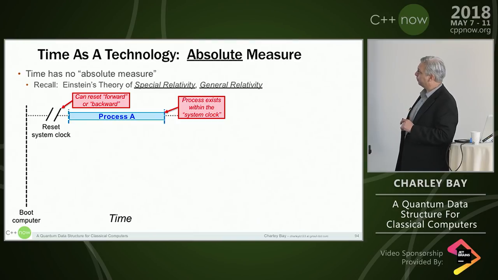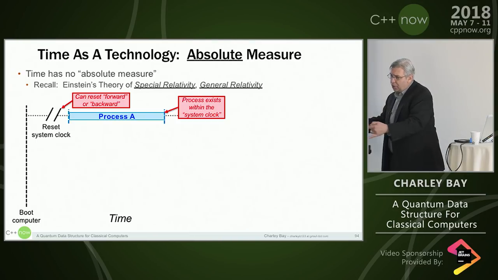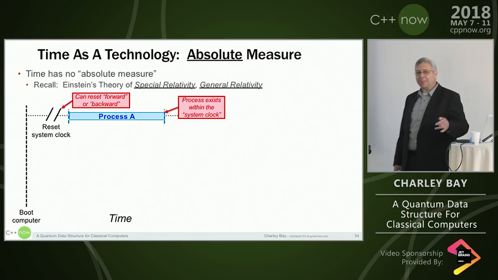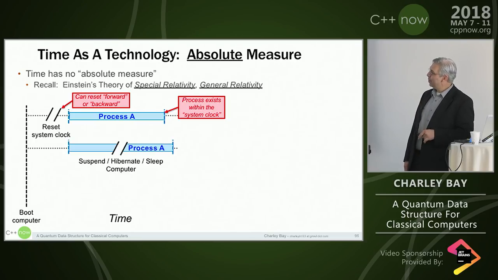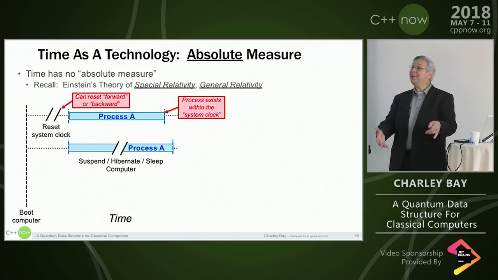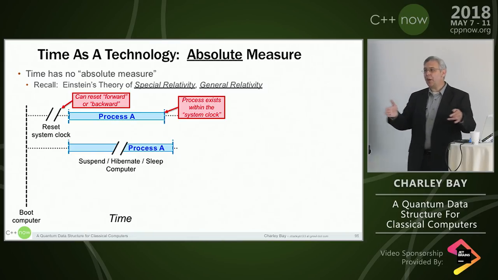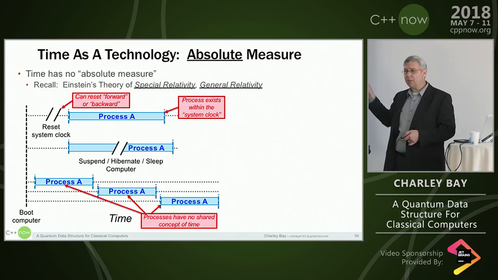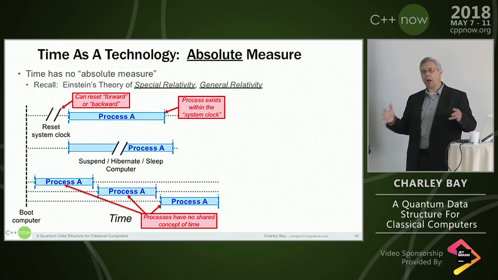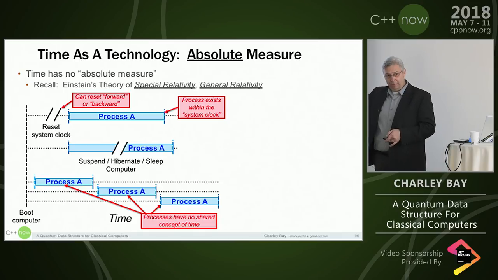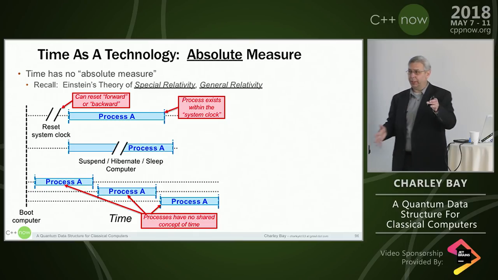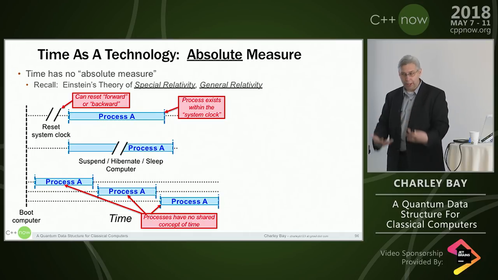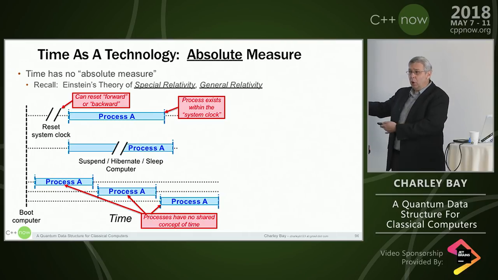So absolute measure. We do have this general and special relativity thing going on, but we can reset the system clock whenever we want. You can reset it and run our process. Or we can reset it halfway through the process, or we can suspend the process or hibernate the laptop or something. So we can introduce these discontinuities before or during the process run. And if you have multiple processes that don't share an epoch, they have no shared concept of time. But we actually do have techniques and ways of ordering logically beginning, middle, and end across processes that are running at the same time or not running at the same time. We know how to do this.